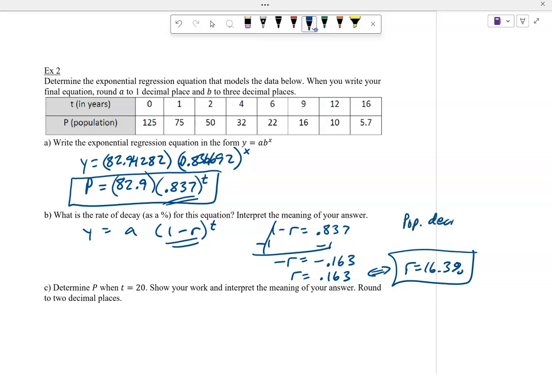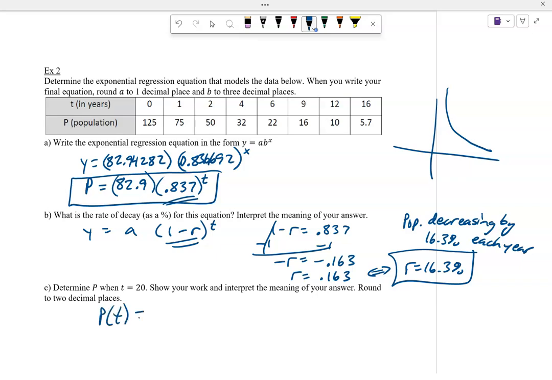Population is decreasing by 16.3% each year. Right? That's why it was curved like that, right? Decreasing, exponential decay, right? Decreasing by 16.3% each year. Now we've got this regression equation that we're going to go ahead and use on this last part.